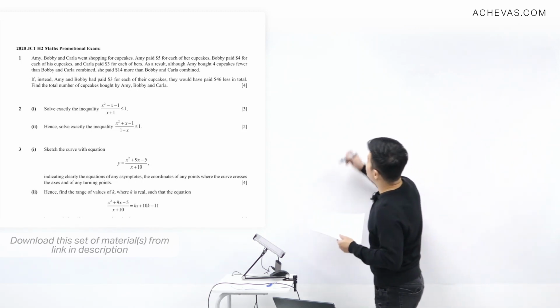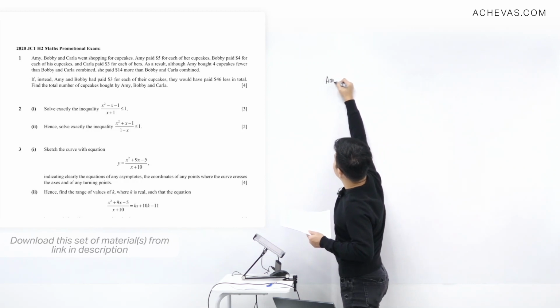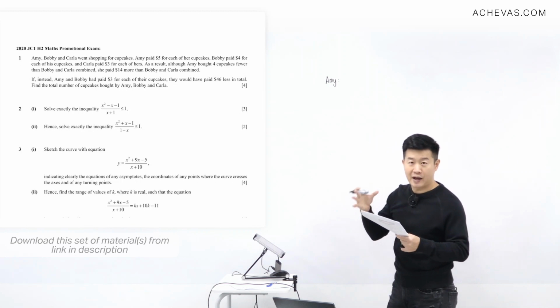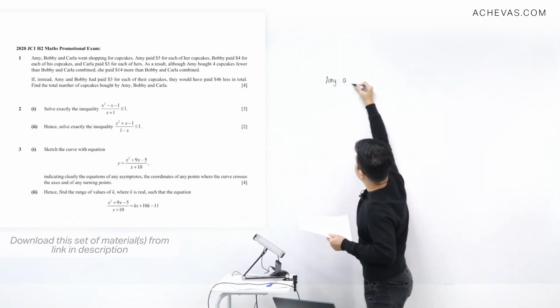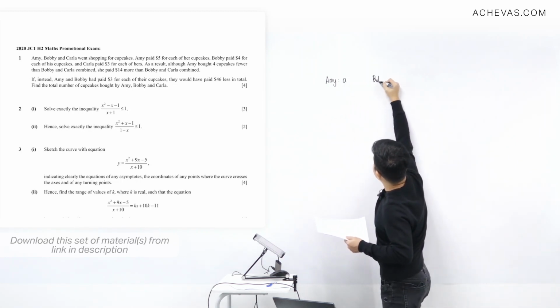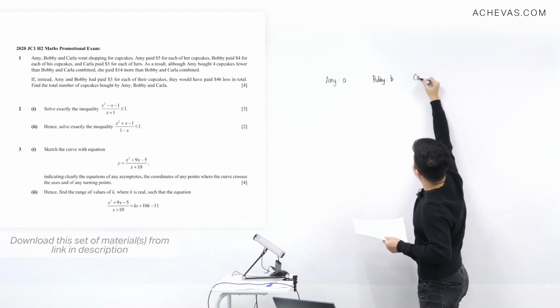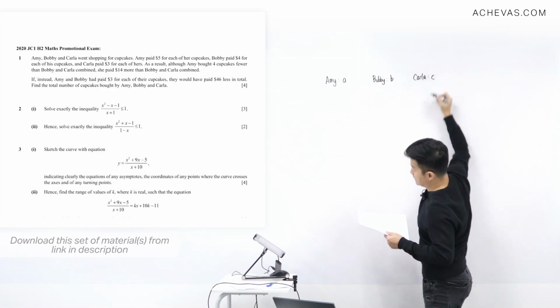So the first thing that I'm going to try to do is to define the variables, and I'm going to go for the number of cupcakes bought by Amy to be A, the number of cupcakes bought by Bobby, I'll go for B, and the number of cupcakes bought by Carla, I'm going to go for C.